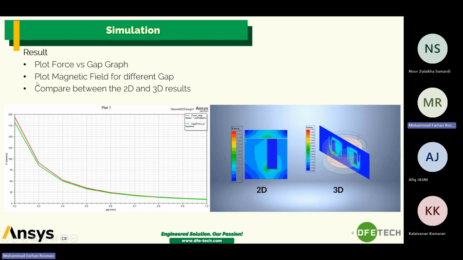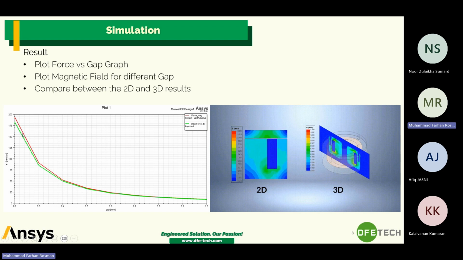Next, for the result, we are going to plot the force versus gap graph. You can see here the force versus gap graph on the left side, and we want to plot the magnetic field for different gap lengths. On the right side is the result for the magnetic field. After we simulate this, we will compare side by side how the results for the magnetic field and also the graph look. These are all the simulated results. You can see not much of a difference.